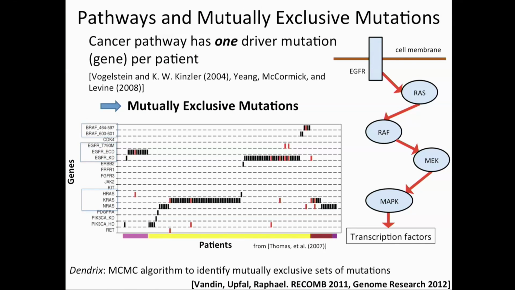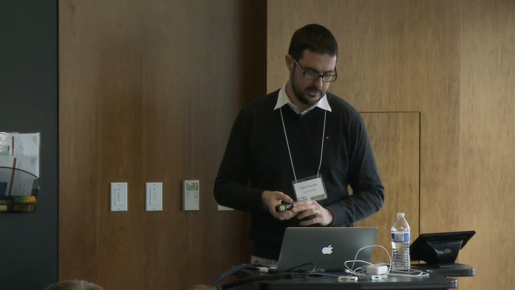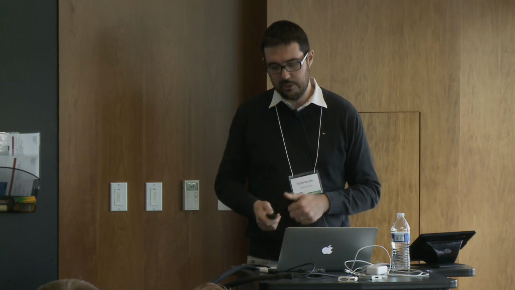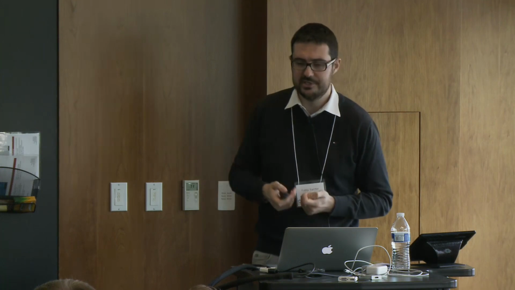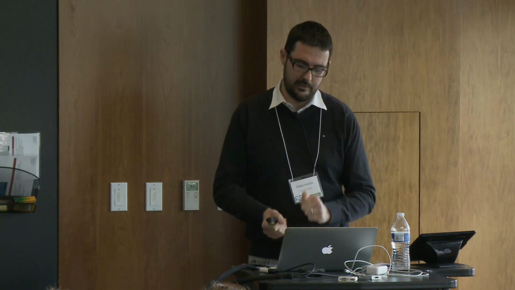Okay, after our work, many different methods have been developed that use mutual exclusivity to identify driver pathways, or also to identify the progression at the level of pathways across time for the progression of cancer. I'm sure I'm missing some of the methods here, but there are many methods that have been developed using mutual exclusivity. But we recently realized that when you look at mutual exclusivity, the assumption that we're making is that these mutations essentially have the same impact at the level of function for the patients.